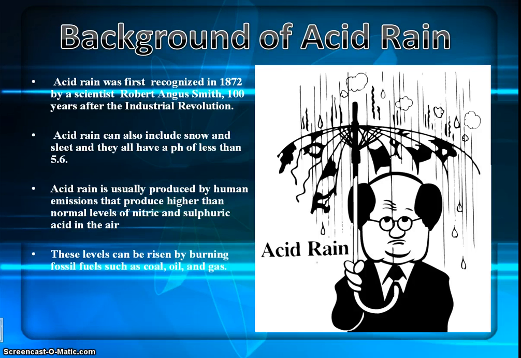Acid rain can also include snow and sleet, and they all have a pH of less than 5.6. Acid rain is usually produced by human emissions that produce higher than normal levels of nitric and sulfuric acid in the air. These levels can be raised by burning fossil fuels such as coal, oil, and gas.